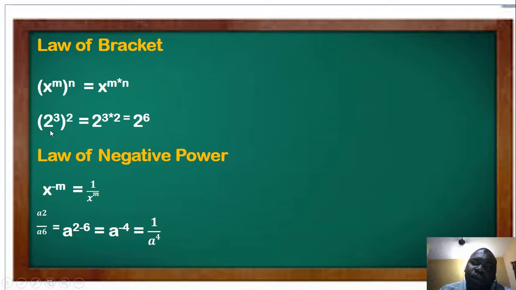So let's look at an example. Open bracket 2 raised to power 3 close bracket raised to power 2. So 2 raised to power 3 squared is equal to 2 raised to power 3 times 2. We're going to multiply the indices.